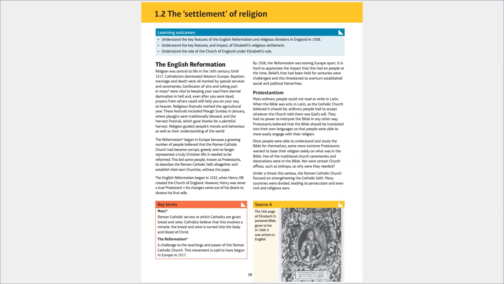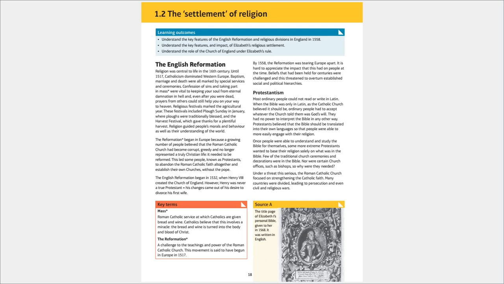And think about how those religious divisions that existed in England in 1558 were going to cause problems for Elizabeth. She was a Protestant. For the vast majority of people in the country, they were Catholic. The vast majority of the bishops in the church were Catholic. So if she wanted to ask them to do something that wasn't Catholic, it was in fact Protestant, that was going to cause a problem.